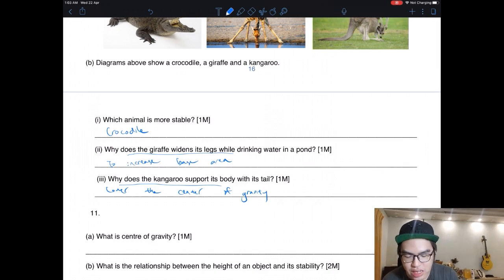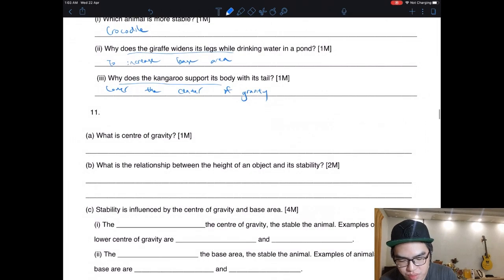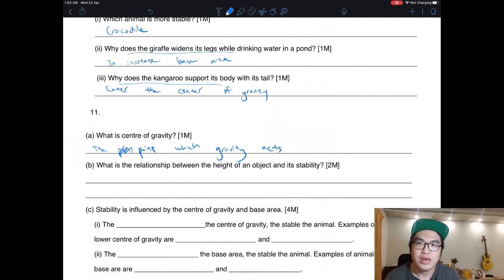So what is the center of gravity? I didn't talk about this. It is the point which gravity acts upon. Let's say this is a mouse. The center of gravity is here, which means gravity will pull at this point. Imagine gravity is like a string, it will pull this point. That's why the center of gravity is the point that gravity acts on.